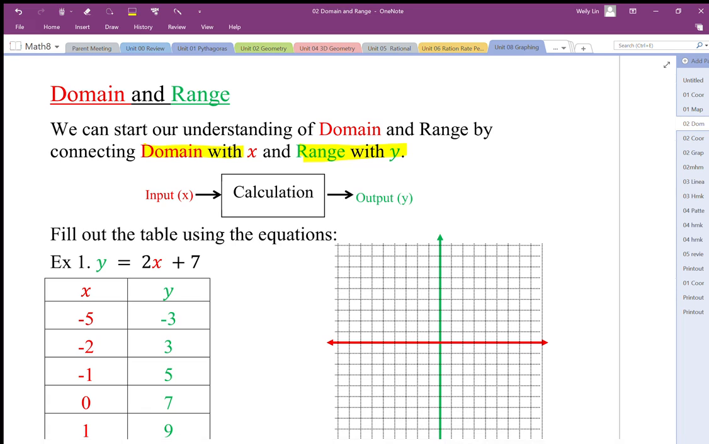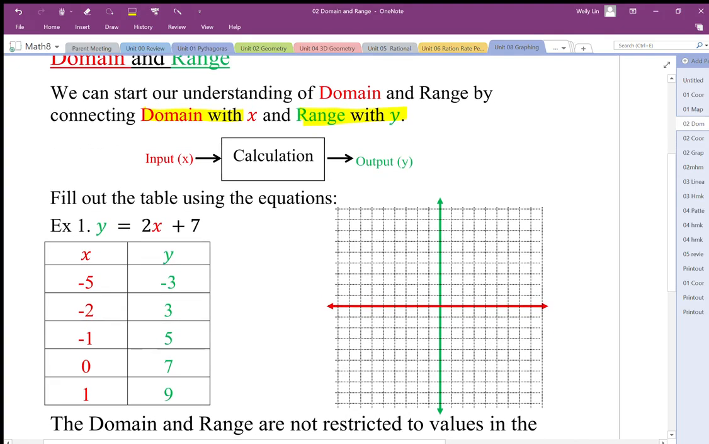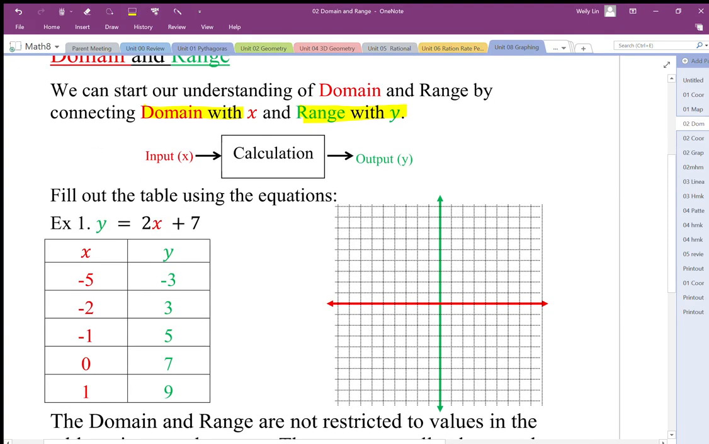We can also connect domain and range to the input and output of our calculation. When we have a function, in this case y equals 2x plus 7, we have an input x, so these inputs are part of our domain, and we have an output y, which is part of our range. If I put x equal to negative 5 into this expression, I get 2 times negative 5, that's negative 10, plus 7 is going to give us an output, or a range, of negative 3.